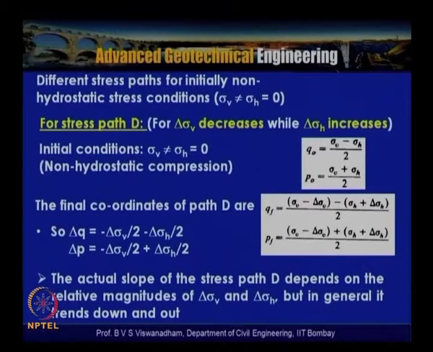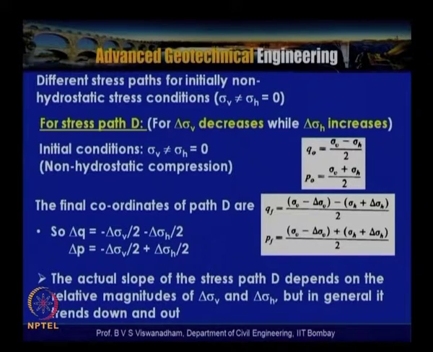So initially sigma V is not equal to sigma H. The initial conditions are that Q naught is equal to sigma V minus sigma H by 2, and P naught is equal to sigma V plus sigma H by 2, and the final coordinates of the path D, we can look into here.